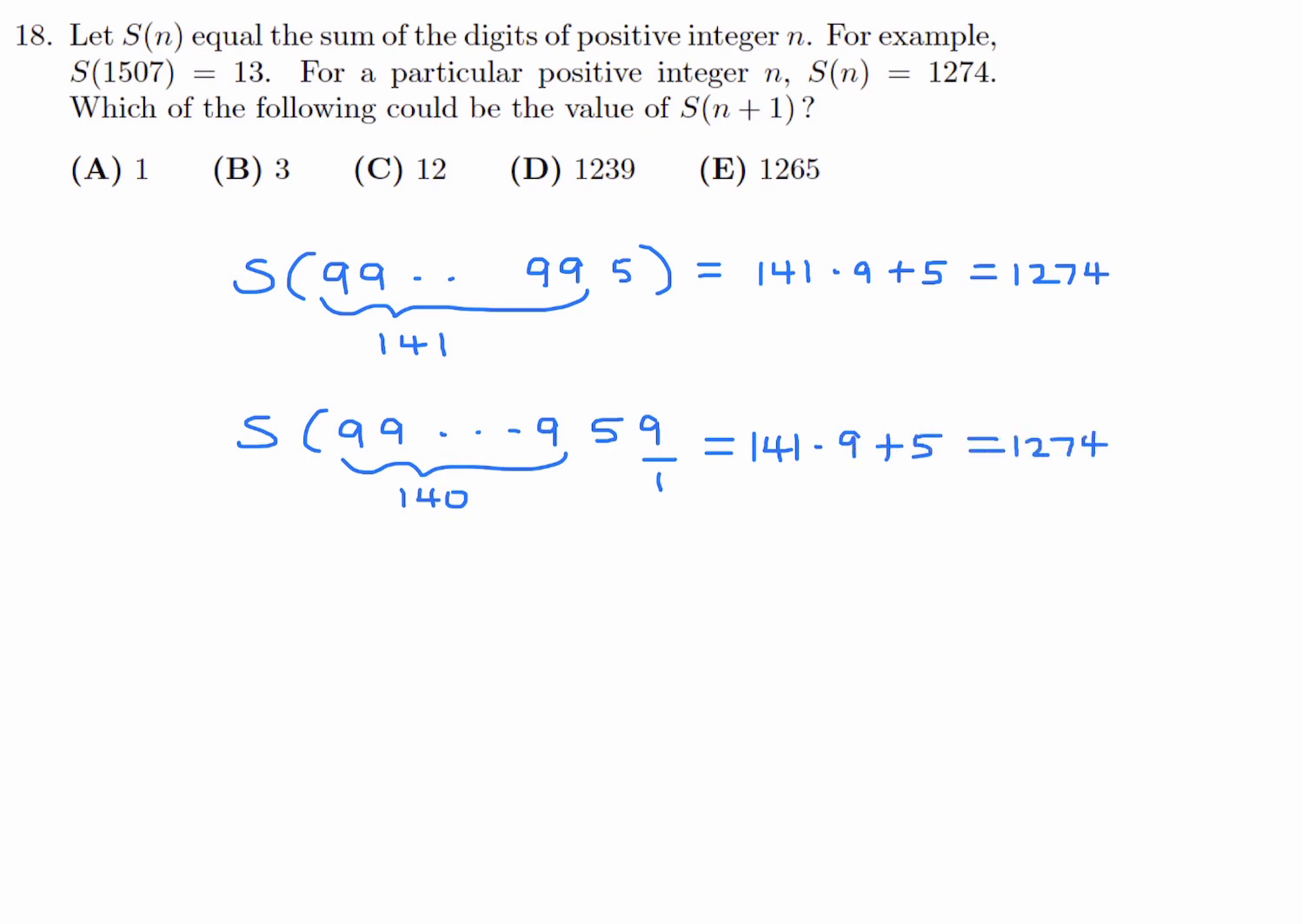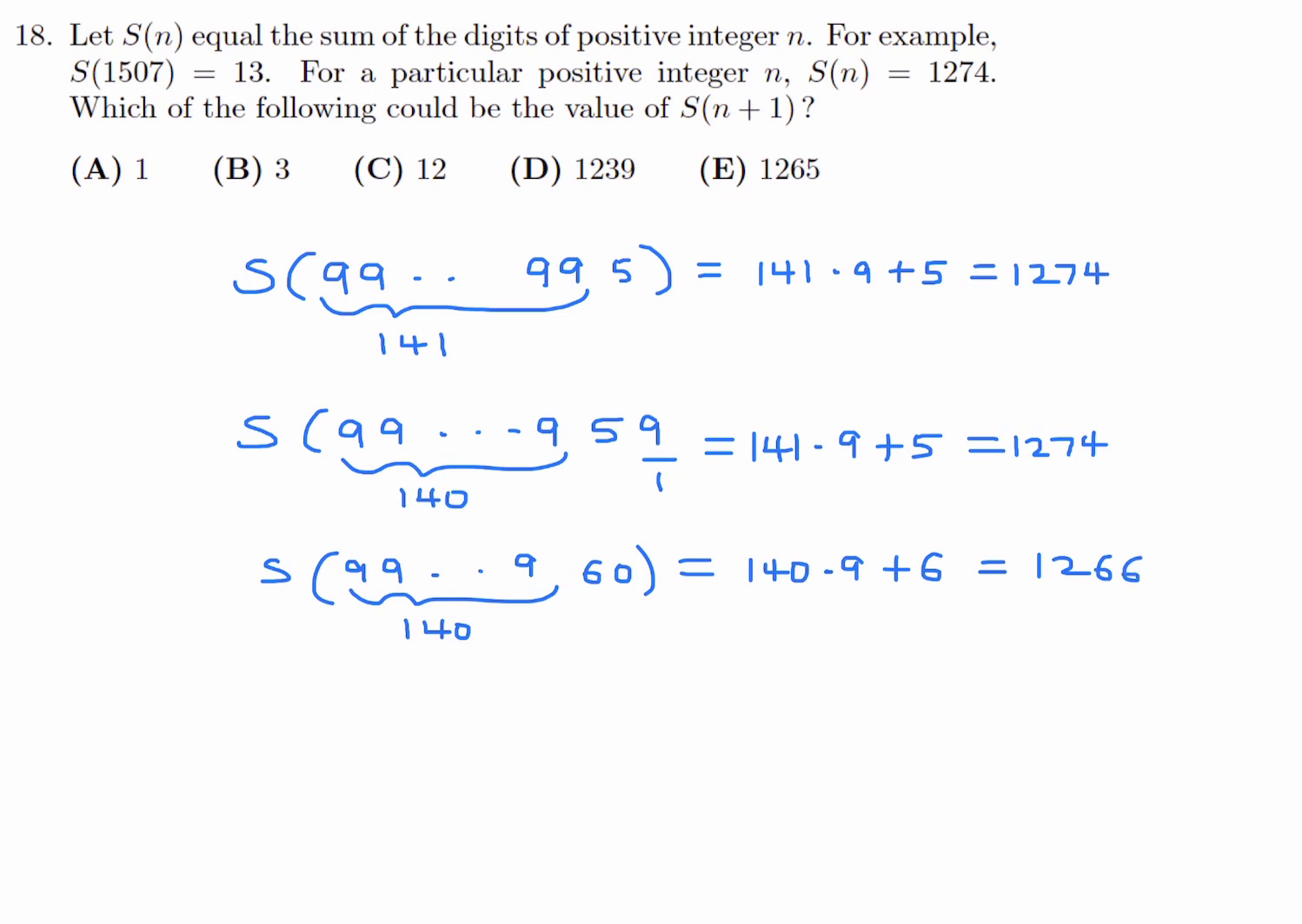But for this, if I add a 1, I get 9s all the way, 140 of those, but then 60. And now let's see, what is the sum of the digits? It would be 140 times 9 plus a 6. That number is 1266. Not one of the answer choices.